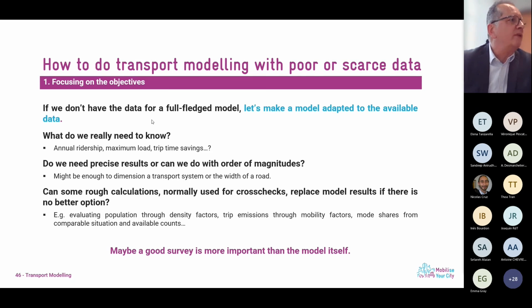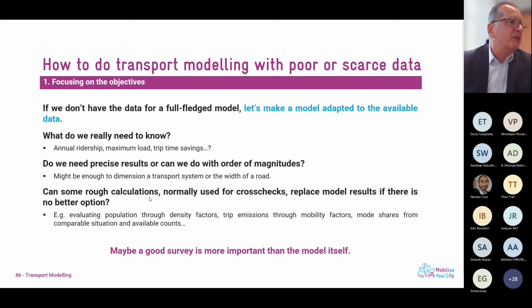So what do we really need to know? Annual ridership, maximum load, trip time savings. We might not need to have the full picture of mobility in the city. What do we really need to know? And do we need precise results, or can we do with orders of magnitude? It might be enough to dimension the transport system, choose a technology, or say if the road needs 2 lanes or 4 lanes or 6 lanes.